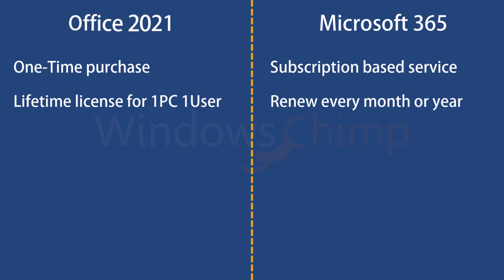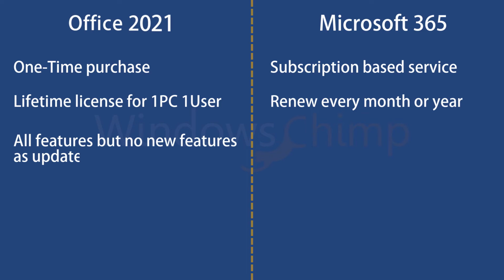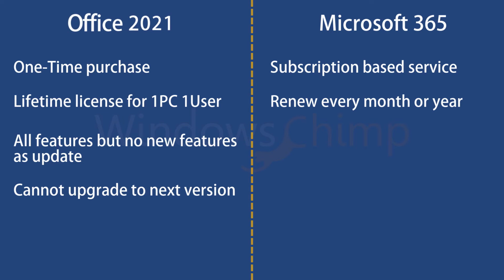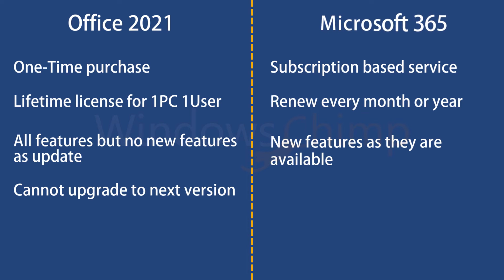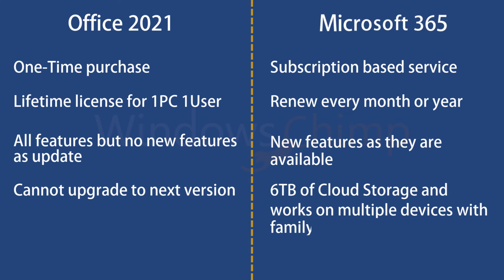With Office 2021, you will get all these features, but no new features will be available as an update. Also, when the next standalone Office version becomes available and you want to purchase it, you'll have to pay the full price as there will be no upgrade option. But with Office 365, you'll get new features as they are available. Microsoft 365 also gives you 6 TB of cloud storage and works on multiple devices with the family plan.